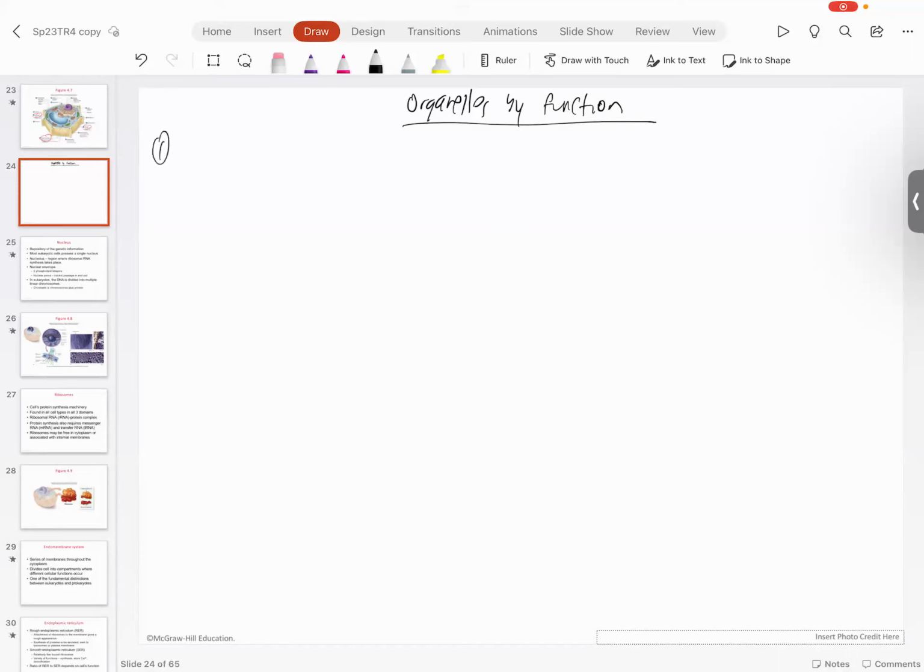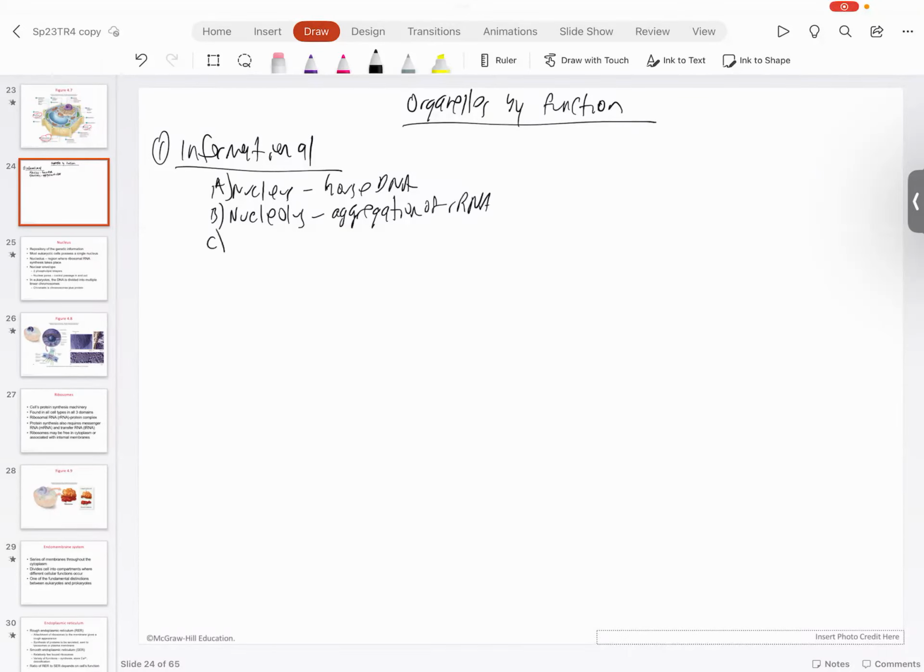There are four major global functions that you can throw most organelles into. So let's go. The first one is the informational organelles. This starts off with the nucleus, which basically houses your DNA. Within the nucleus, you're going to see the nucleolus, which is essentially an aggregation of ribosomal RNA. We'll take a look at that further down the chapter. That's a structural component of ribosomes, and ribosomes are the next one on the list.